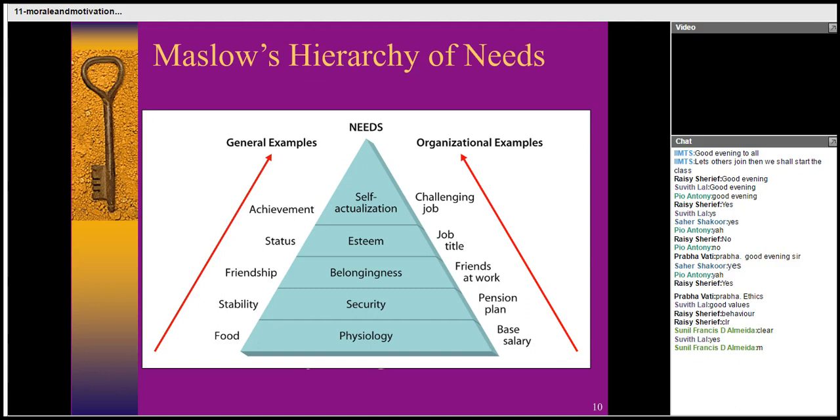That means below is the basic need which everybody needs, physiologic needs. That means physical needs. Then comes the security needs. Then comes belongingness. Then comes esteem, and then comes self-actualization. So at this level you are requiring food. At this level you are requiring stability. Belongingness means friendship you require. Esteem means you require some status. After that you require achievement. That is self-actualization.